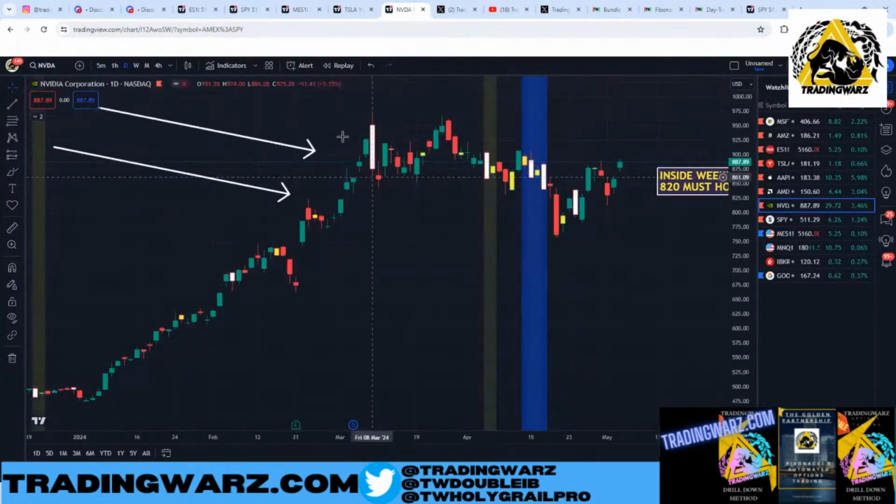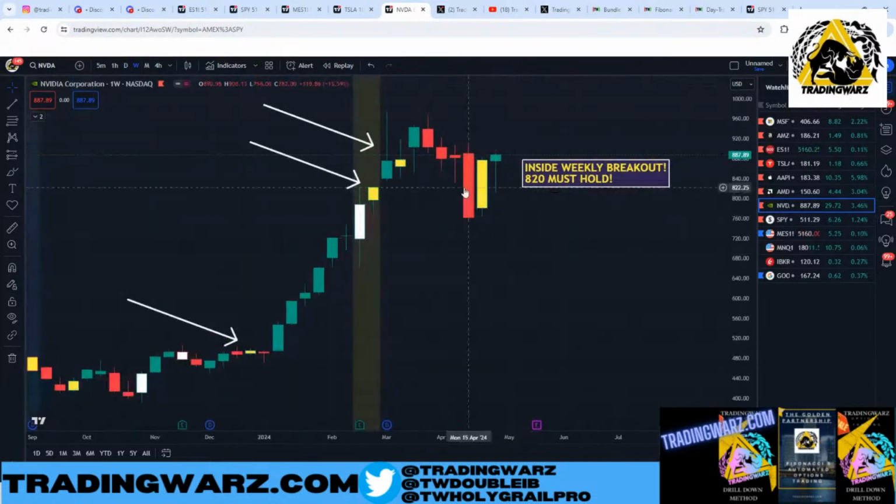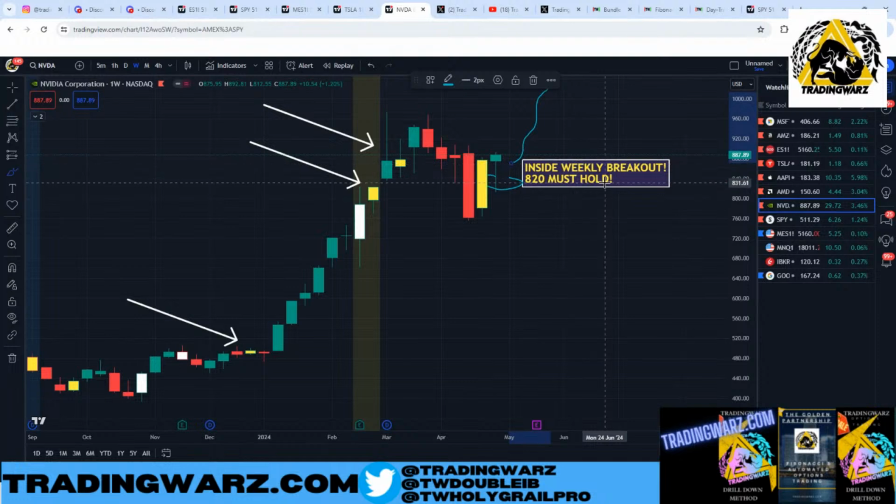NVIDIA, if we go to the daily chart here, my friends, we'll go to the weekly. We can see another inside hammer breakout. NVIDIA definitely wants to retest all-time highs within the next 2 weeks. And again, same thing. This hammer wick needs to hold. If it holds, we definitely can retest that all-time high.